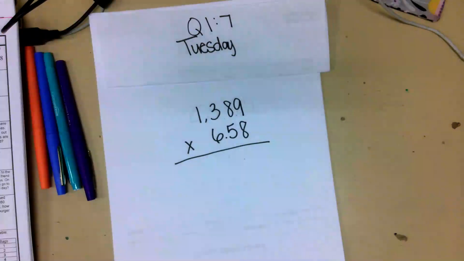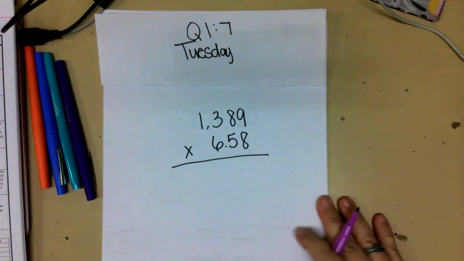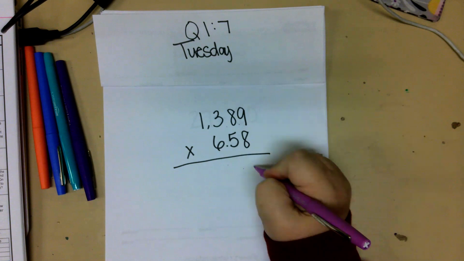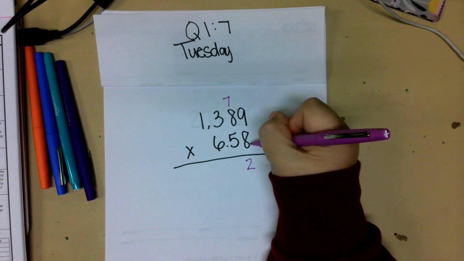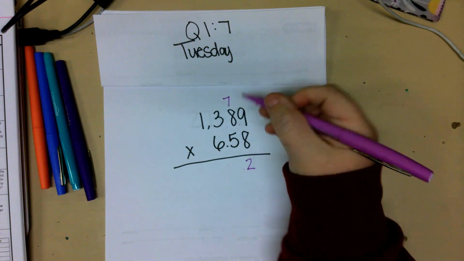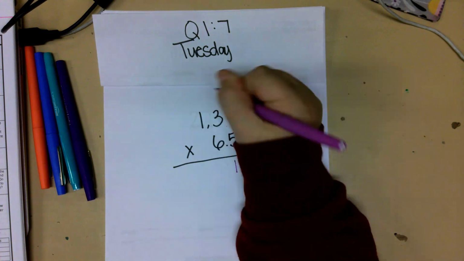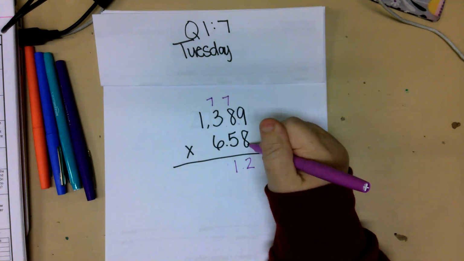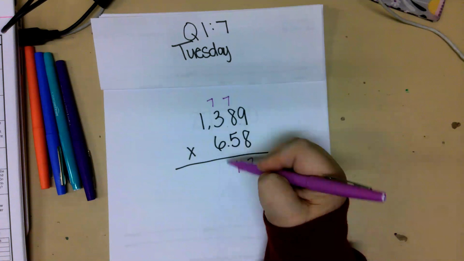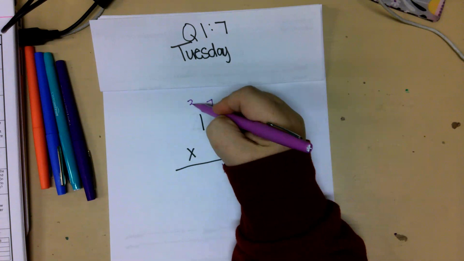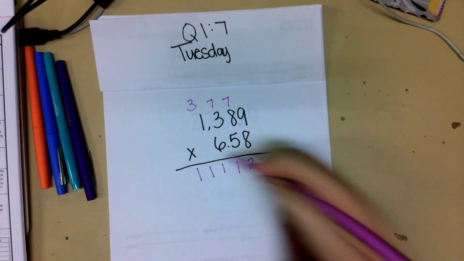Okay, next one. They ask us to find the product. We know that product means the answer to a multiplication question. So 9 times 8, that's going to give me 72. Carry my 7. 8 times 8 would give me 64. Plus 7 more, that's going to bump me up to 71. 8 times 3 is 24. Plus 7 more, that's going to give me 31. 8 times 1 is 8, plus 3 more is going to give me 11. Lots of ones in that one.